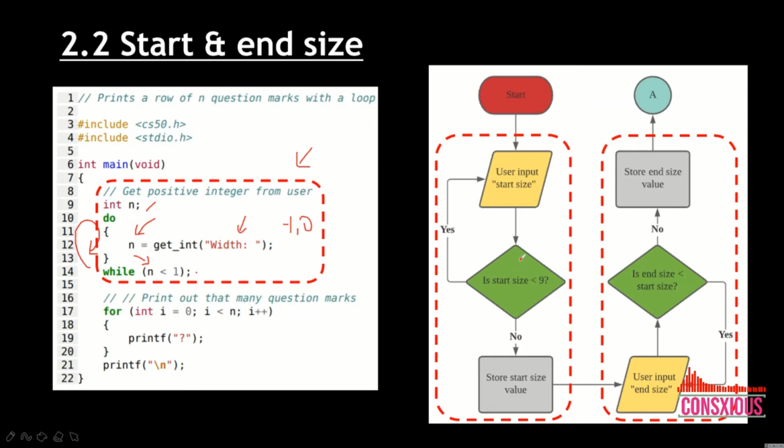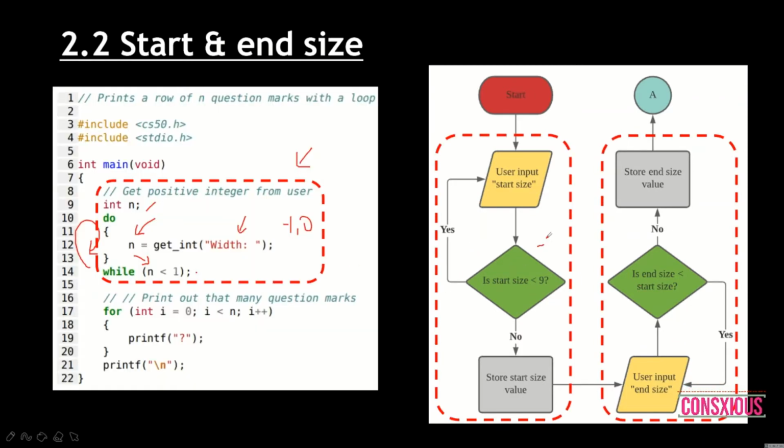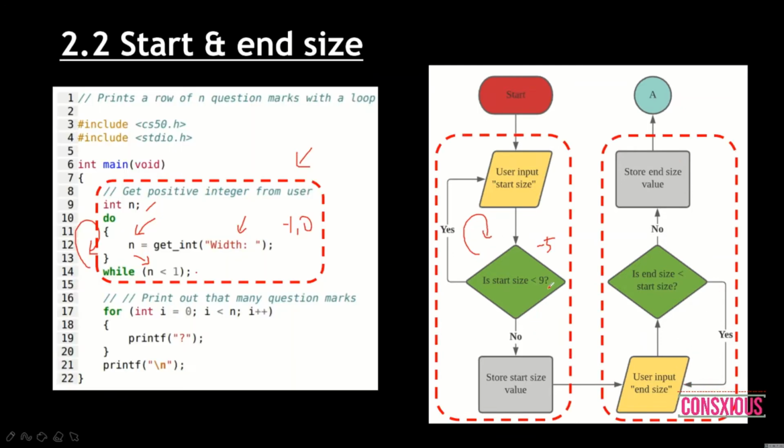For example, the user keys in -5. -5 is less than 9, so it's true, so we go through a loop here. Same as the end size. So for example, if the value here is 9, the start size is 9.